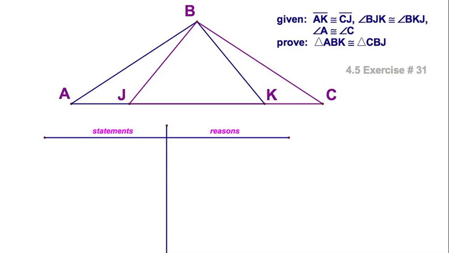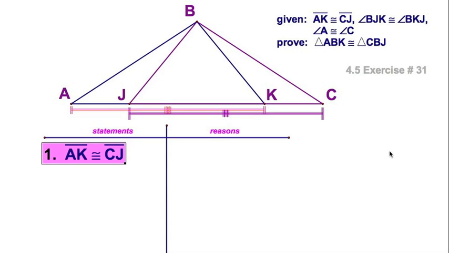I'm going to put them on different lines. I'm going to start right here, and I'm going to show AK congruent to CJ. And that is, of course, a given statement. But I'm marking my drawing as I go. I used the little dimension lines as you would in CAD, but there you go.